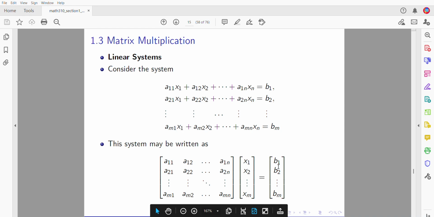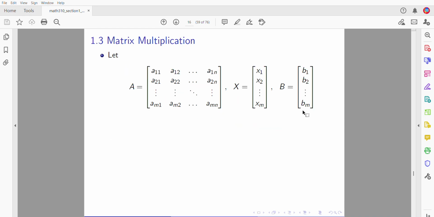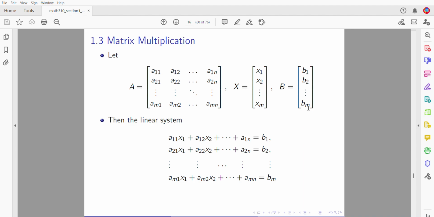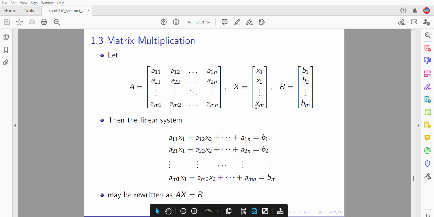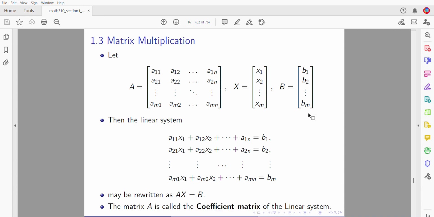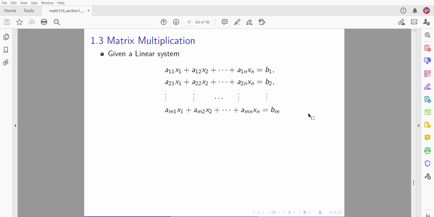Okay, A is the coefficient matrix, X is the variable matrix, B is the right hand side result matrix. So the linear system may be written as coefficient matrix times the variable matrix. Variable matrix, notice, is a column, equals the right hand side result matrix, which is also a column. Okay, matrix A is called the coefficient matrix of the linear system. Okay, let's continue in our next video.